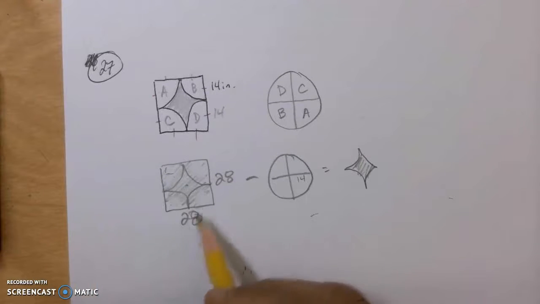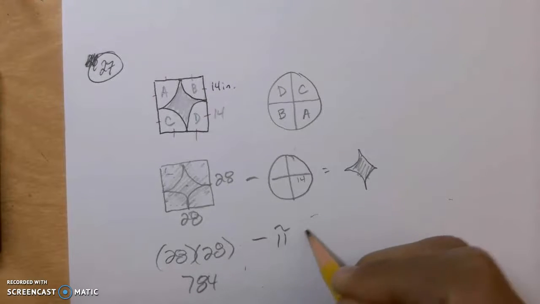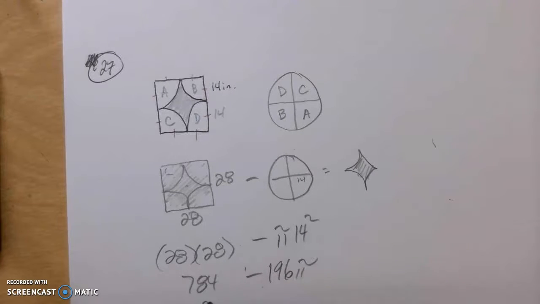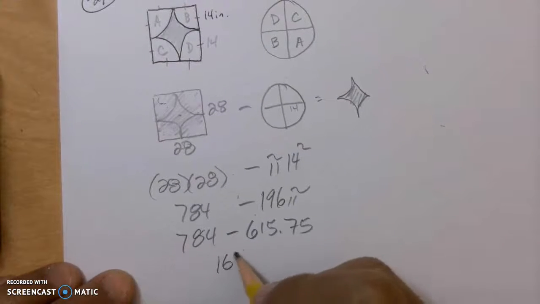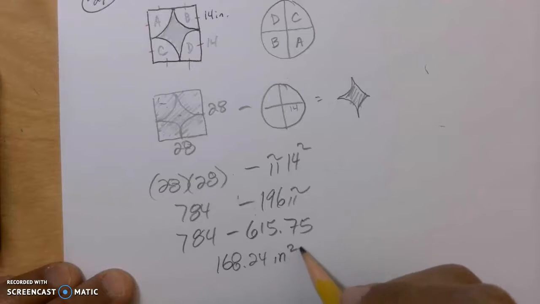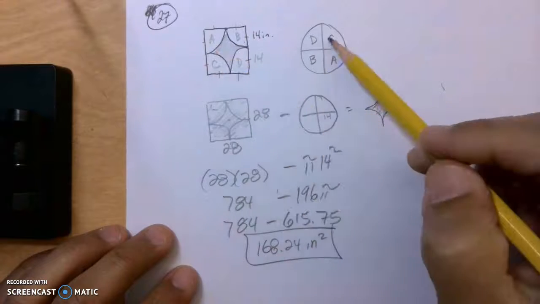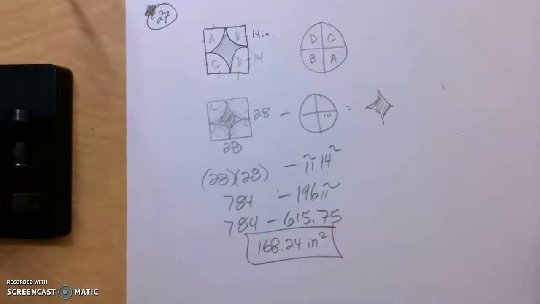Okay, so the area of a square is simply 28 times 28. That is 784. This is pi r squared, 14 squared. 14 times 14 is 196 pi. 784 minus 196 times pi is 615.75. And then this would be 168.24 inches squared. Okay. Again, what you're looking at is these 4 corner pieces make an entire square. You minus it from the square, you're left with just the star shaded part in the middle.